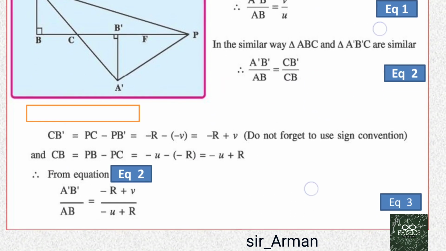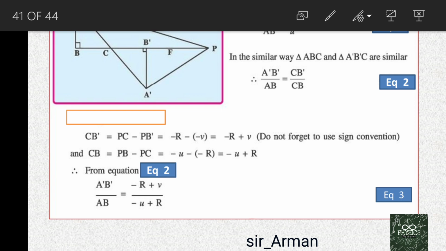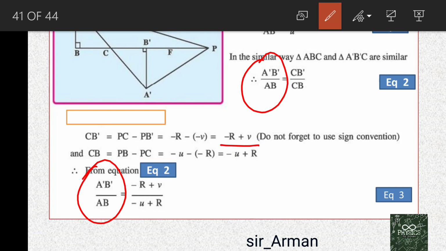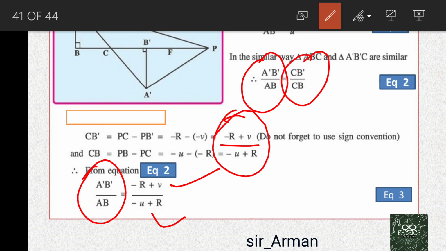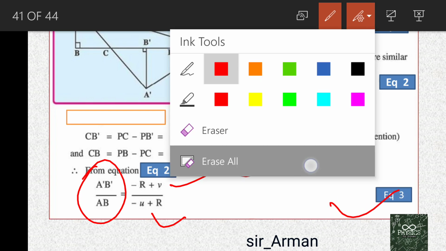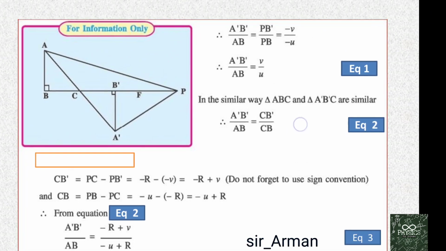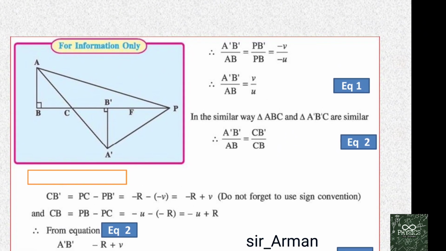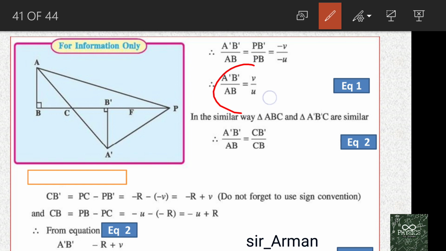So you can see here A'B' by AB is equal to minus R plus V by minus U plus R. Instead of CB' and CB, we can put these two terms. So this is our equation number 3. Now if you see equation number 1, what was equation number 1? A'B' by AB is equal to V by U, right?